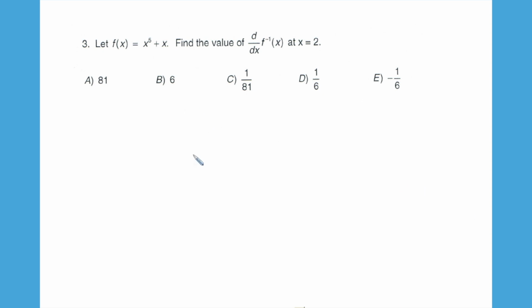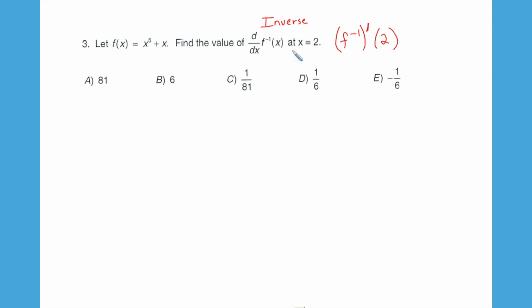So if we go back to 3, let's look. Now, this is a little different in that the way it's worded is different. But if we think about what that means, that's the inverse, right? So sometimes I have to say things out in words for them to make sense to me. So the derivative of the inverse at 2. So that's the same as writing, what is the derivative of the inverse at 2?